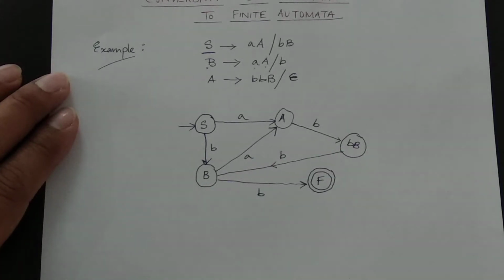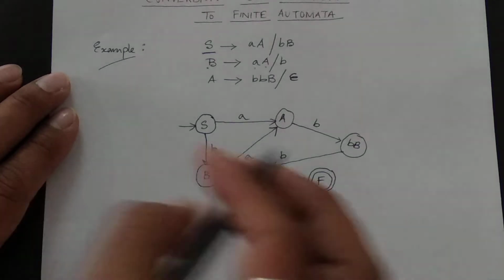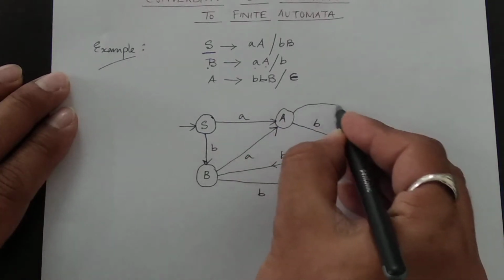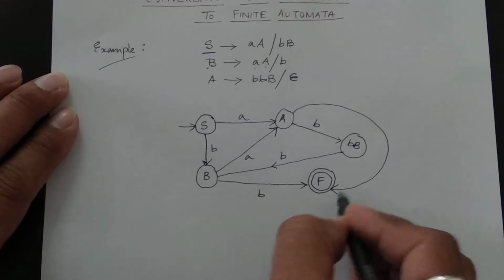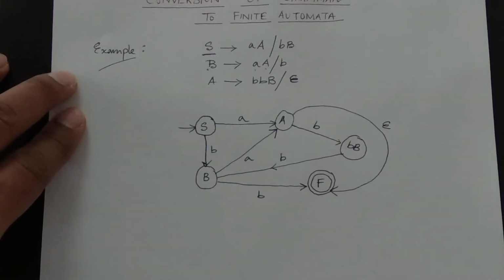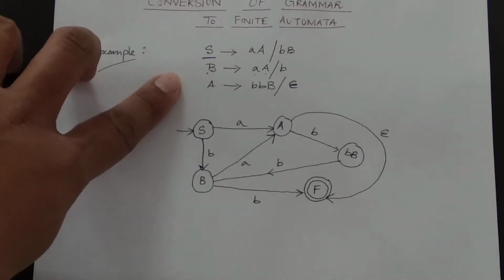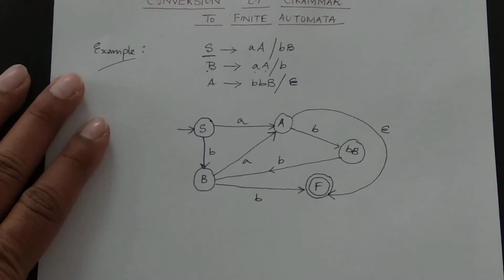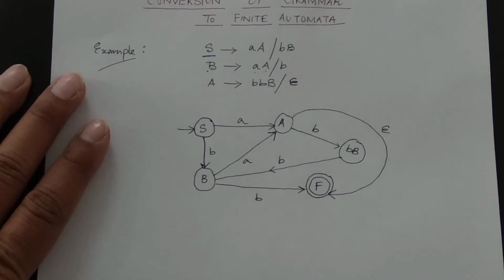That's it. As simple as that. And then finally, one epsilon is there, and this goes to the final state. Fine. This is your final NFA, or finite automata, for the given production rule. That's it. So if you're having any doubt, please let me know.